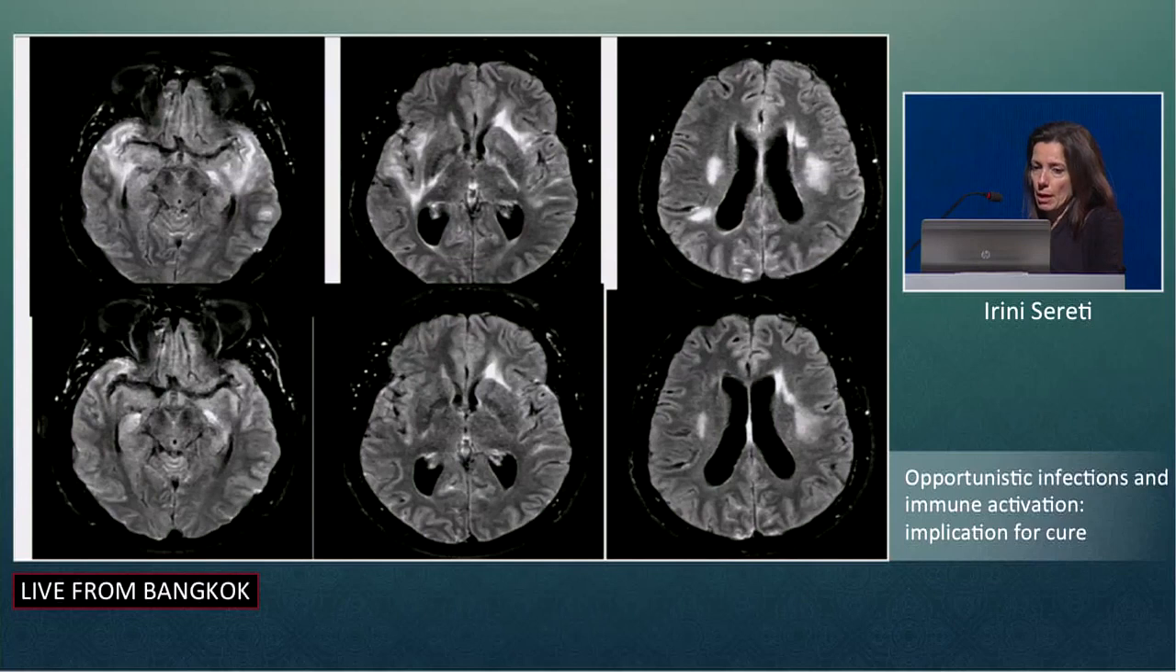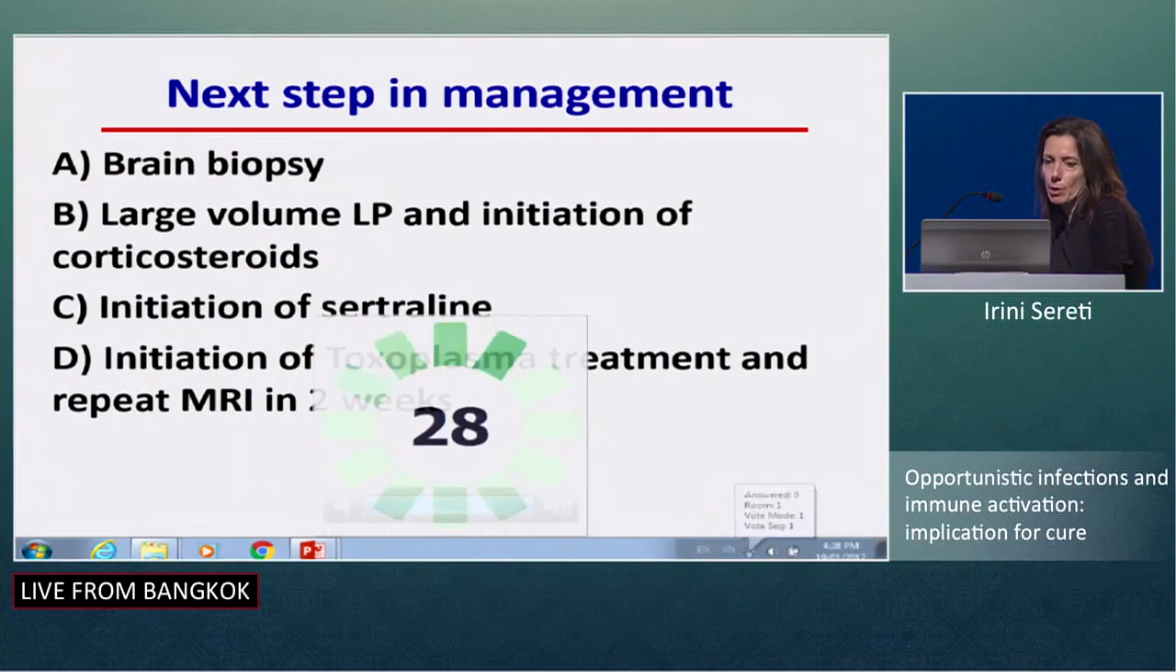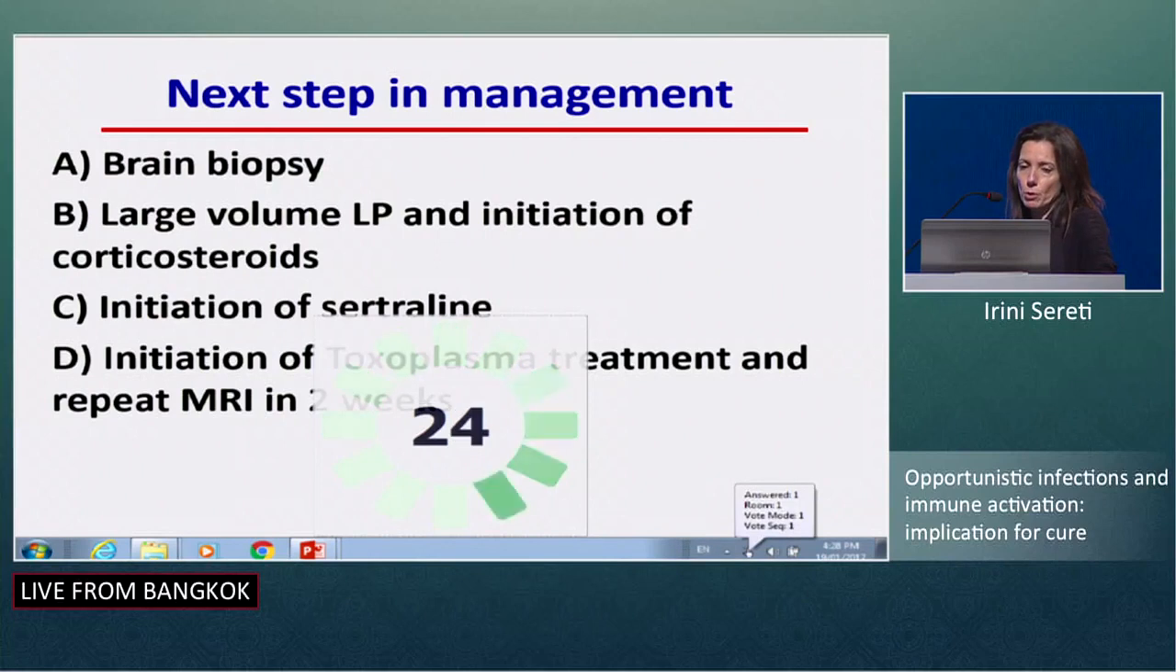This was his MRI. And so the next step in management should be: brain biopsy, large volume lumbar puncture, initiation of corticosteroids, initiation of sertraline, or initiation of toxoplasma treatment, and repeat MRI in 2 weeks.